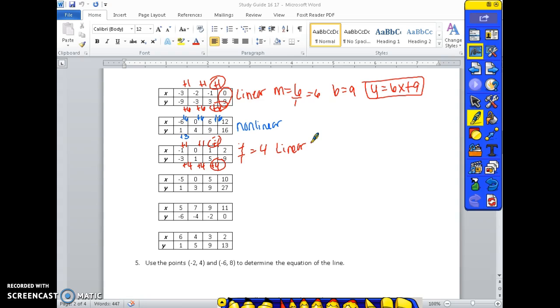Look to see if x gives you a 0. It does. When x is 0, y is 1. So y equals 4x plus 1.